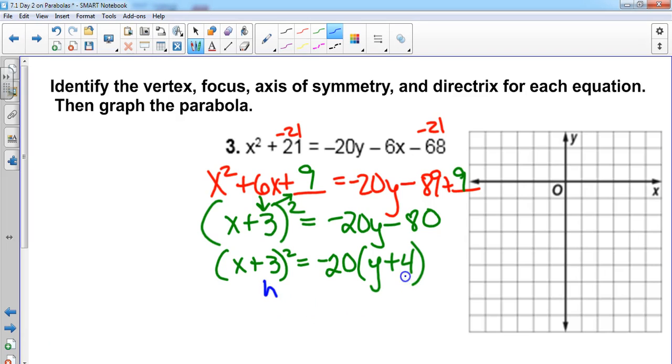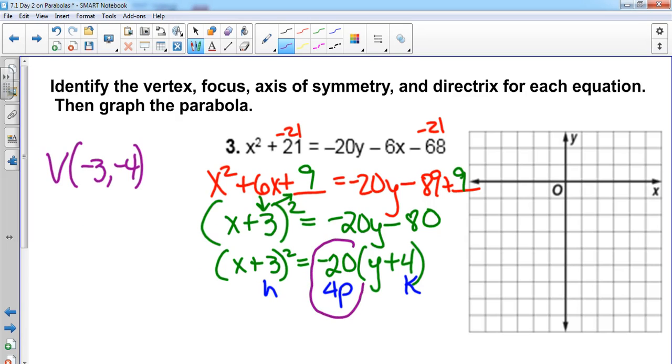H, K, and 4P. So, Ben, can you tell me where the vertex is? The vertex is HK, which is -3, -3. Gannon, can you tell me what P is? I know you're just starting this. Yeah, I can tell you. Right here. If 4P is equal to negative 20, P would be negative 5. There you go.